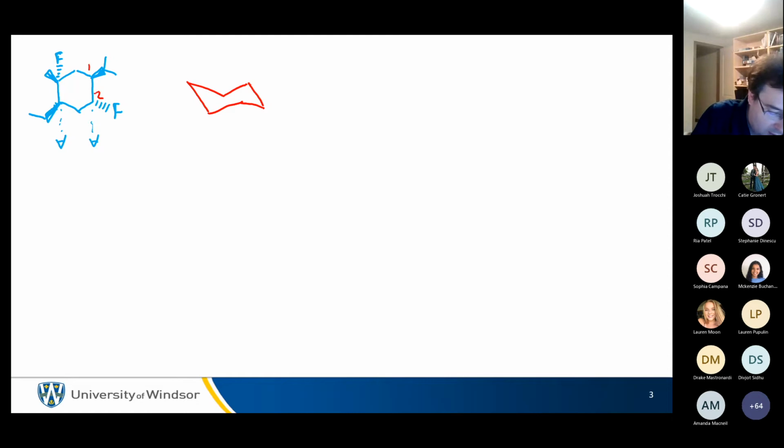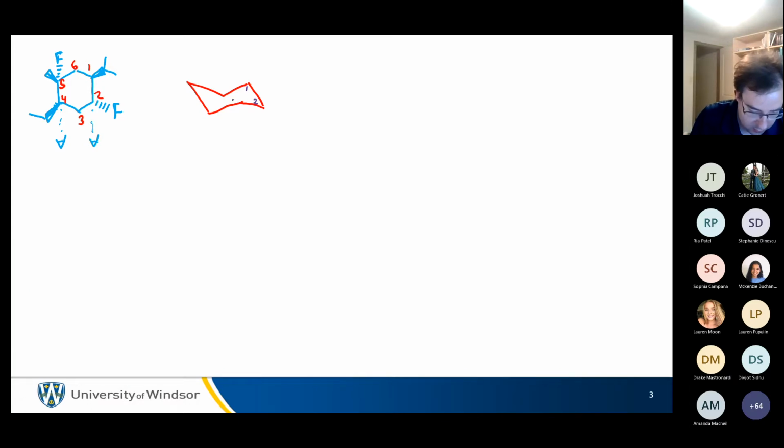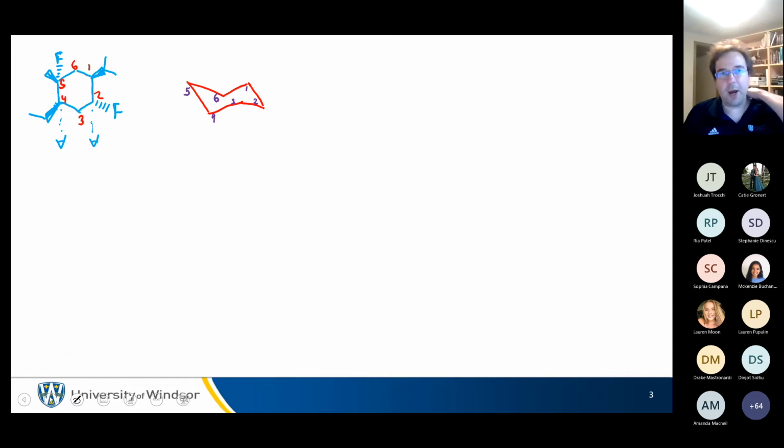Start numbering the atoms. I am arbitrarily numbering the atoms. Apparently, I like numbering the top right-hand 1 first because I think I've done it a bunch of times. I just sketch them in here.